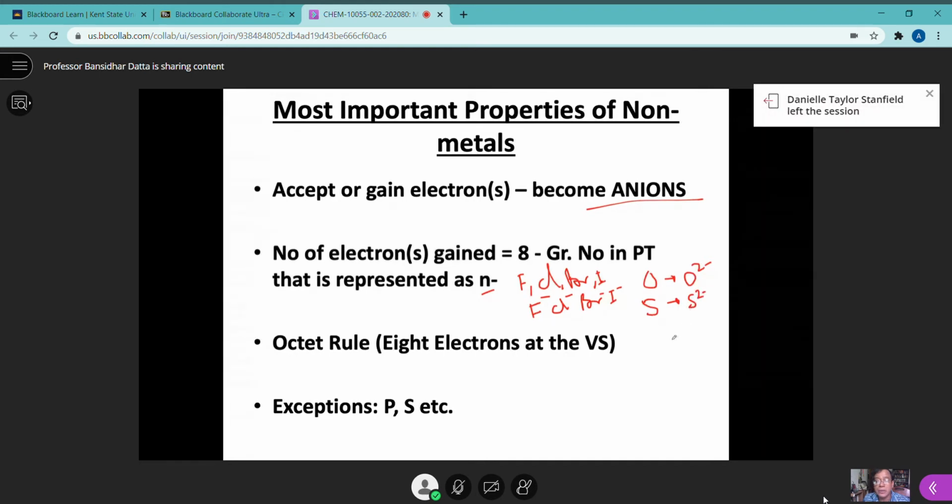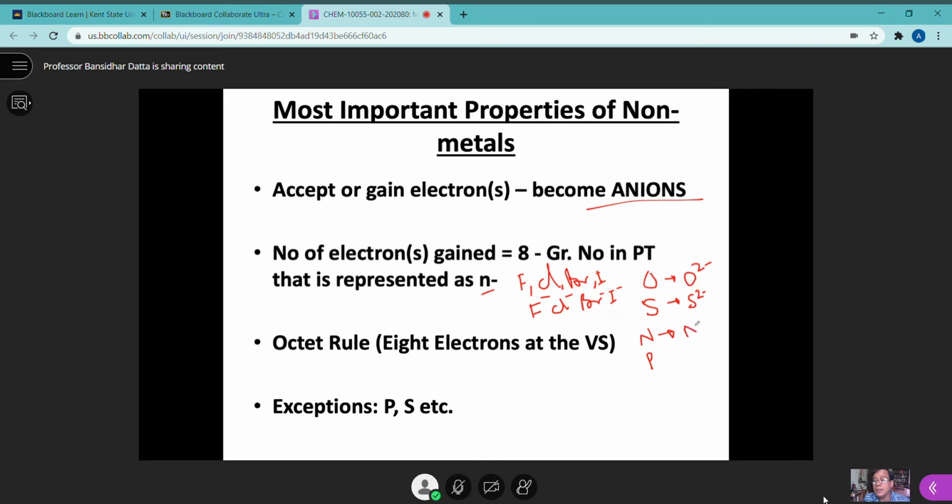Now, group 5A includes nitrogen and phosphorus. They have 5 electrons in the outer shell. So 8 minus 5, they will take 3 electrons and become 3 minus. So N3 minus. Likewise, phosphorus is also group 5A, so 8 minus 5 is 3, and phosphorus will also become P3 minus, just like nitrogen. These are all anions, because these are non-metals and they follow the octet rule.